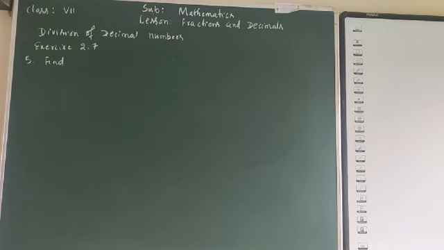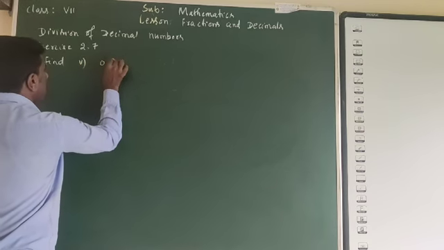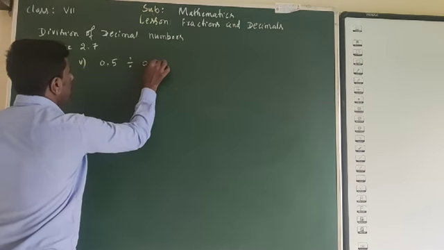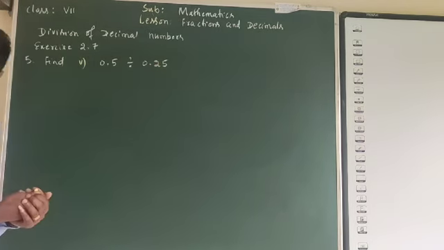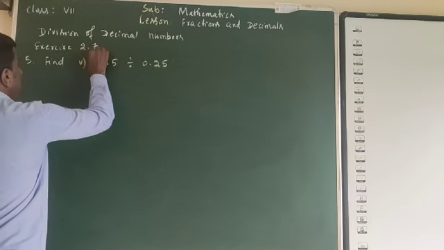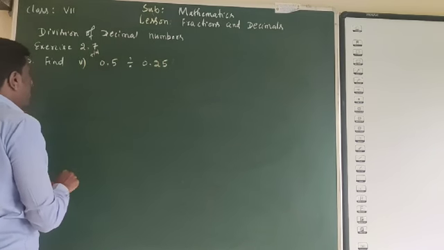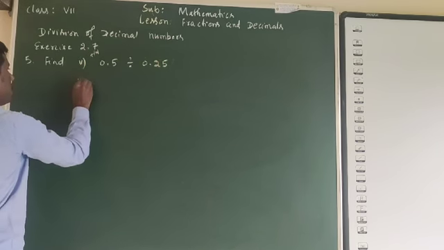Fifth one. Fifth one is 0.5 divided by 0.25. 0.5 divided by 0.25. This is a similar type of question. I will give it as a homework page. Okay. So it is a similar type of question. You need to do that. You need to practice on your own.